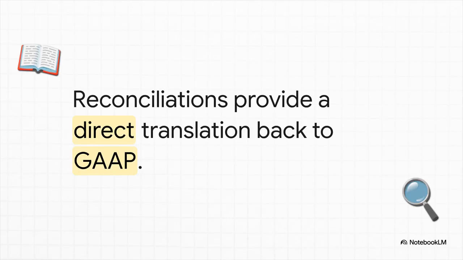I personally love to think of this reconciliation requirement like a mandatory translation dictionary. Look, if a company wants to invent its own metric, essentially speaking its own unique financial language to tell a better story, the SEC says, hey, that's fine. But they demand that the company provides a direct line-by-line translation back to the universal language of standard accounting reality, which is GAAP. You simply have to prove your math.